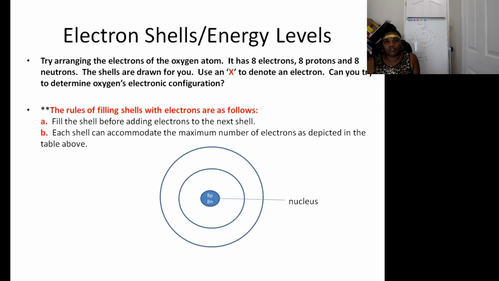So this is something we would have done earlier, but we just didn't do the shell configuration, we didn't show the shells. So the rules of filling shells with electrons are as follows. Pretty much the same thing I said earlier. Fill the shell before adding electrons to the next shell. Each shell can accommodate the maximum number of electrons as depicted in the table earlier. Right? So remember, the first shell can only hold 2, the second shell a maximum of 8, third shell a maximum of 18, but it starts with 8, then you have to go on to 10, and go on and on and on, right? So we're going to do oxygen.